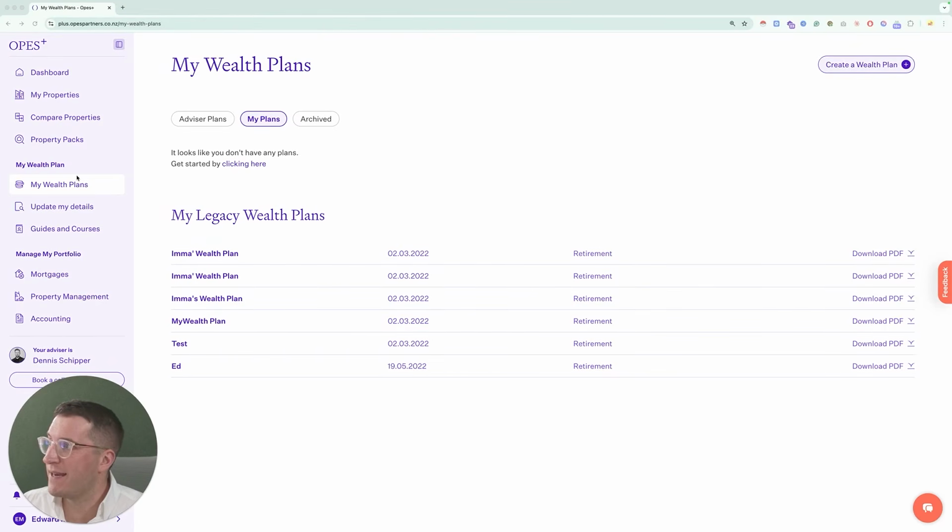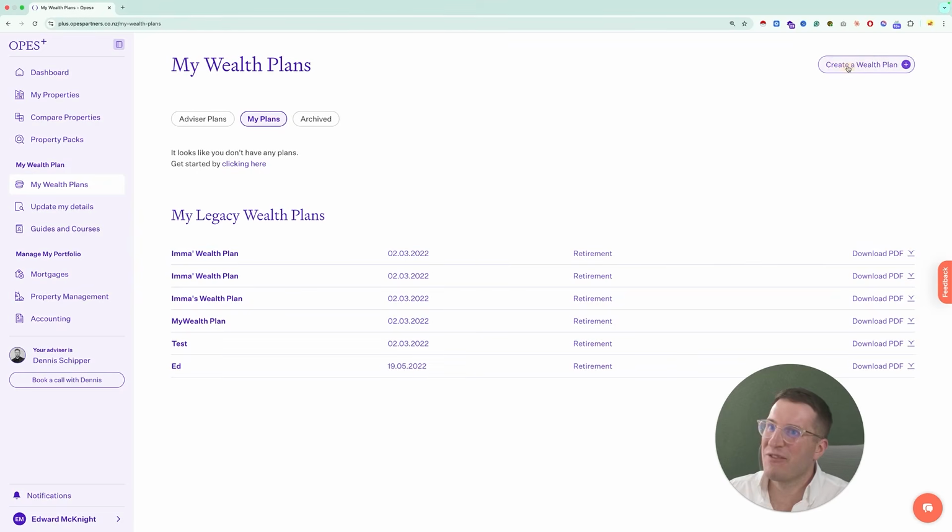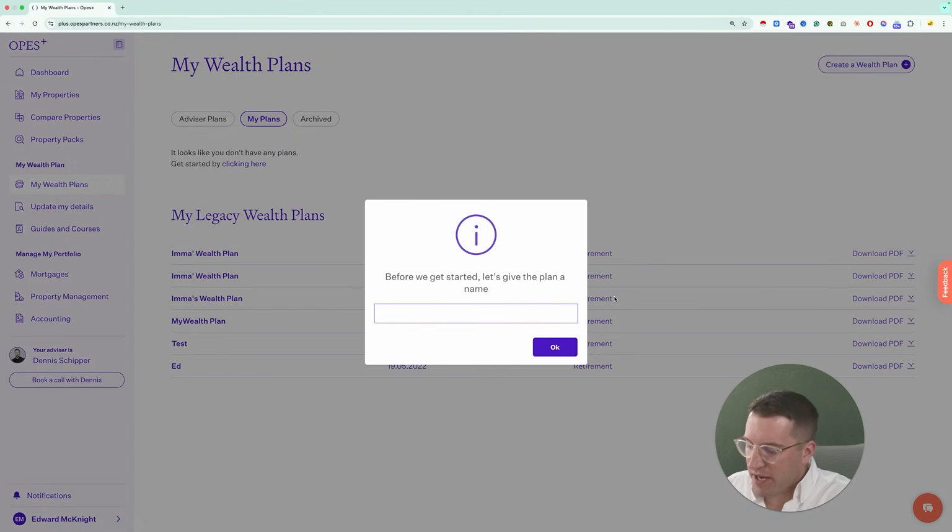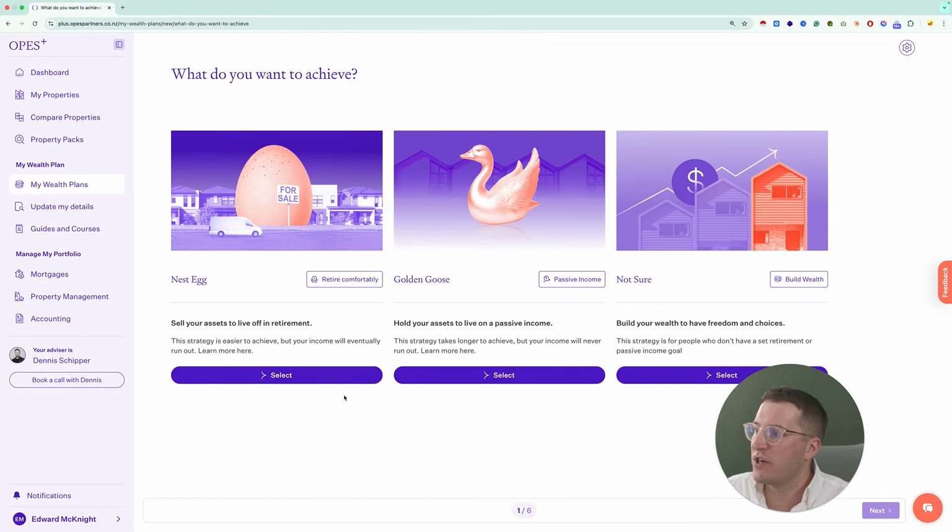Here's how it works. The first step to creating your wealth plan is to come into Opes Plus, go to My Wealth Plans, and then click Create a Wealth Plan. Now we've got to give it a little name. Let's call it Ed's Wealth Plan, and we can jump straight into it.